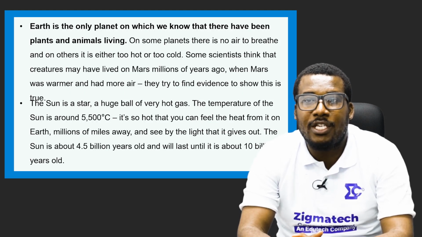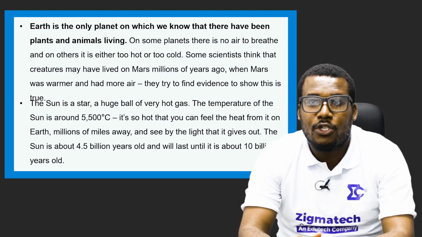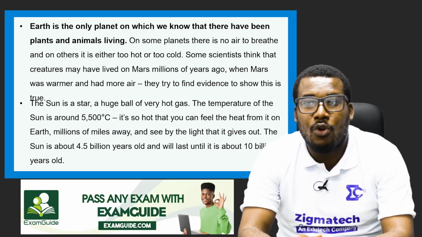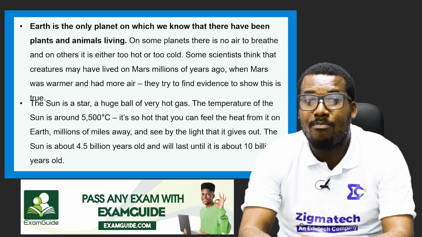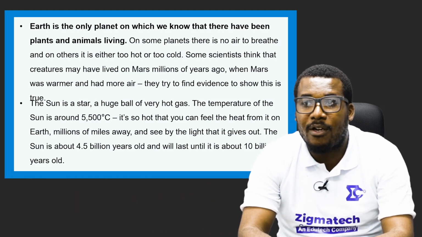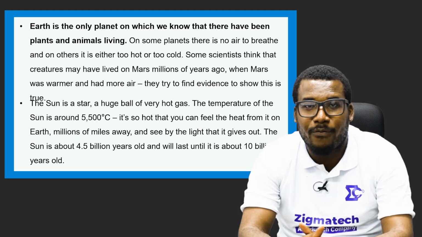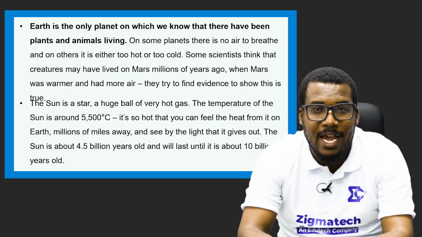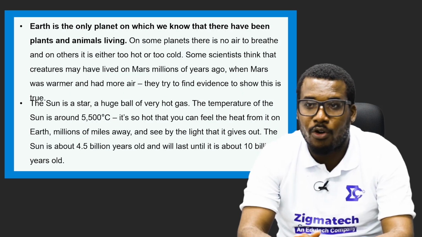Now, the sun is a huge ball of very hot gas. The temperature of the sun on its surface is around 5,500 degrees Celsius, and down to its core, the core of the sun can go upwards of 1.1 million degrees Fahrenheit. It's so hot that you can feel the heat from it on Earth millions of miles away. We are millions of miles and millions of kilometers away, and yet you can feel the heat from the sun. We are only helped by our ozone layer, which is protecting us from the radiation from the sun's rays or the sun beams.